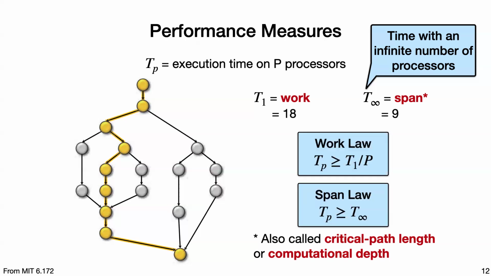There's a couple of laws. T sub p is the time on p processors. The work law says the time on p processors is at least the time on one processor divided by p. Another way to say this is we get at most linear speedup in p, which we said last time. And then the span law is the time on p processors is at least the span. Like I said, the span is the time on infinitely many processors, and p is less than infinity. So the span is the minimum amount of time that this is going to take.